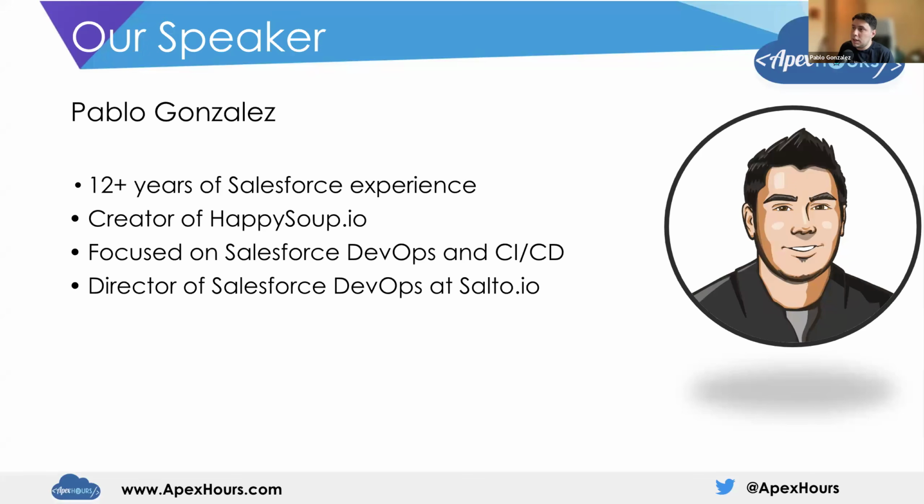Just a little bit about me. My name is Pablo Gonzalez. I have about 12 years of experience in the Salesforce ecosystem. Some of you may know me as the creator of HappySoup.io, which is a free and open source app for impact analysis. Currently, my focus for the past maybe year and a half has been all things Salesforce DevOps and CI/CD. And I currently work at Salto as the director of Salesforce DevOps. Salto is a major DevOps product in the Salesforce ecosystem, and I lead all Salesforce related efforts there.